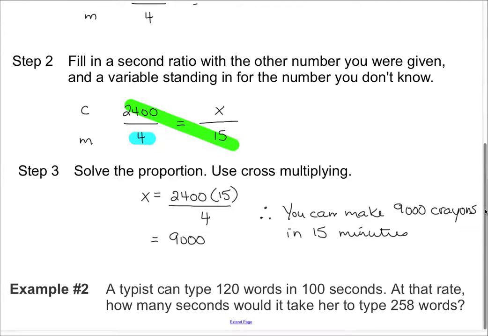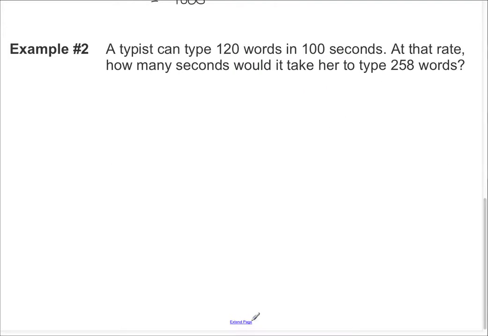Okay, now the next one, we're going to do this. I didn't put the step 1, step 2, step 3 down. But you can do it in the steps if you want to. I'm going to do the same thing I did before. I'm going to take my yellow highlighter and highlight the rate that we're given in the first place. It says a typist can type 120 words in 100 seconds. And then I'm going to take my other color highlighter, and it says at that rate, how many seconds would it take her to type 258 words?